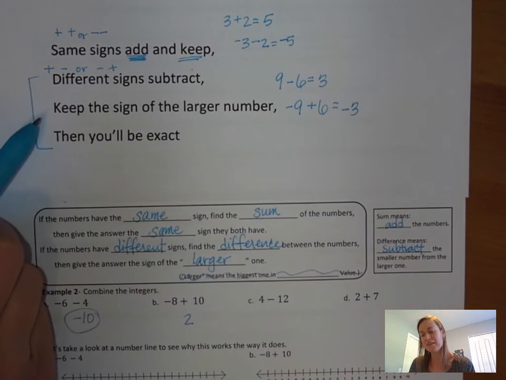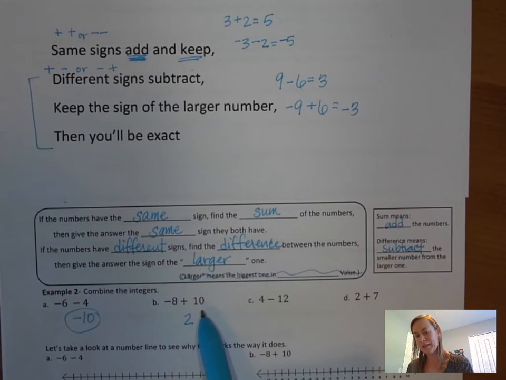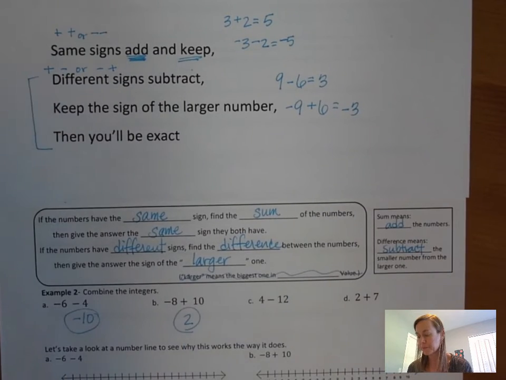Now don't forget the next line. Keep the sign of the larger number. What's bigger, 8 or 10? 10 is bigger. What is the sign on that 10? A positive. So this is a positive 2, so I'm just going to write nothing there, and we're done.